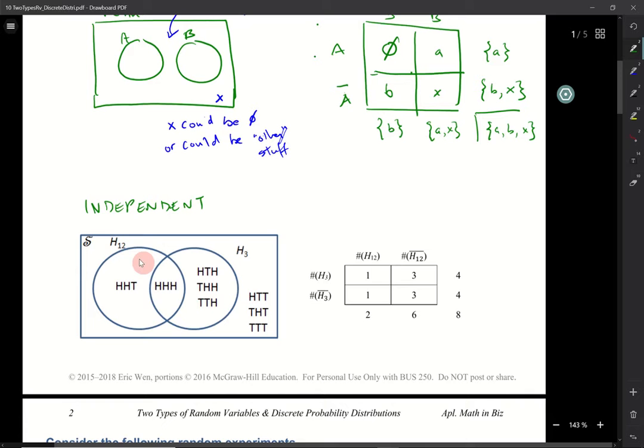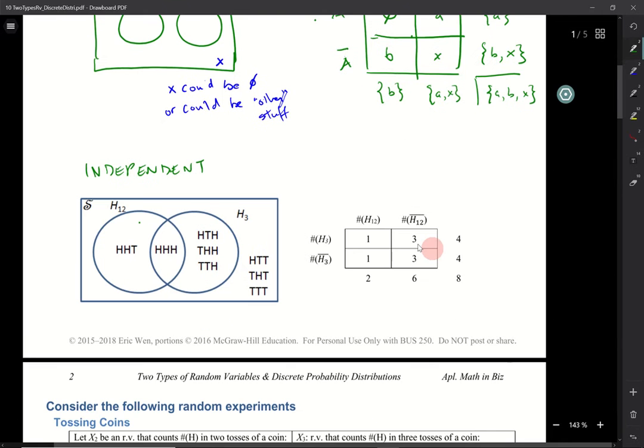So you may be saying, I don't see the independence, right? It's a little bit harder to see the independence in the Venn diagram, but if you look here, what does it mean for independence? It would be, say, the probability of H3 given H12 equals the probability of H3.